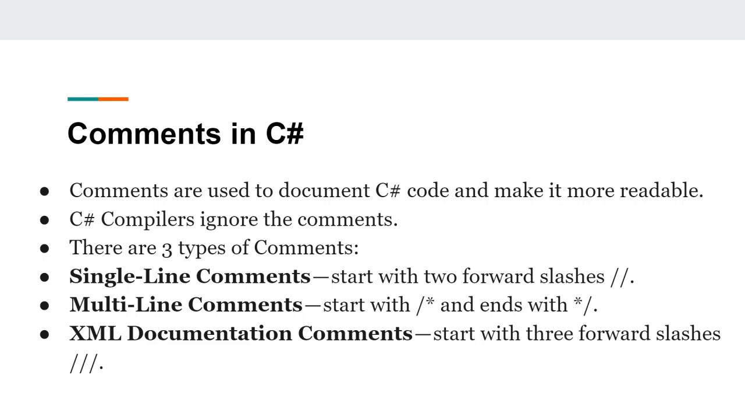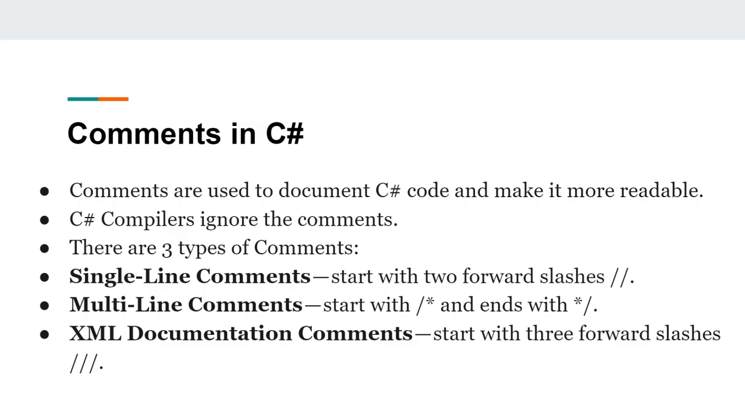Comments in C Sharp. Comments are used to document C Sharp code and make it more readable. C Sharp compilers ignore the comments. There are three types of comments, namely single line comments, multi-line comments, and XML documentation comments. Single line comments start with two forward slashes, and multi-line comments start with slash star and end with star slash. XML documentation comments start with three forward slashes.